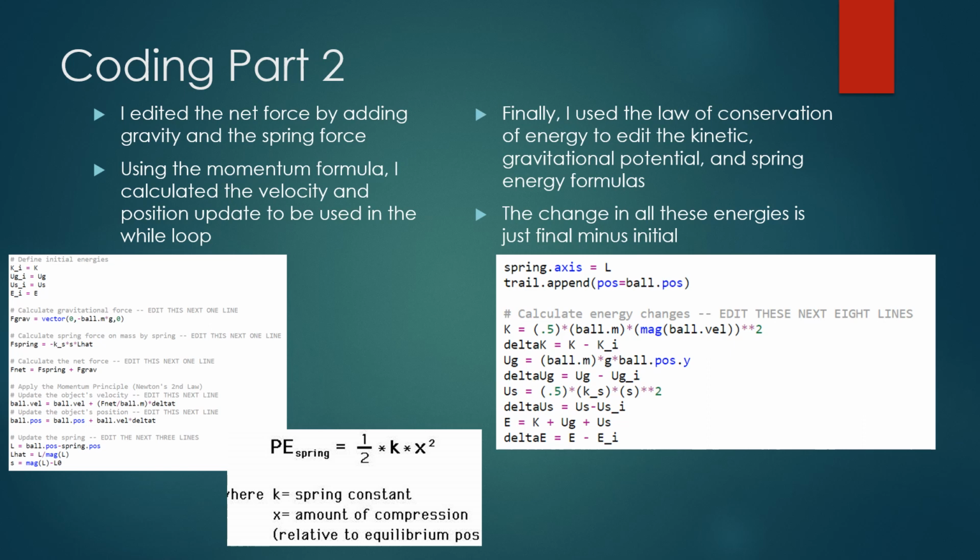According to the law of conservation of energy, the sum of the kinetic energy, gravitational potential energy, and spring energy is the total energy of the system. I used the principle to write in an equation for the total energy and then the energy change.